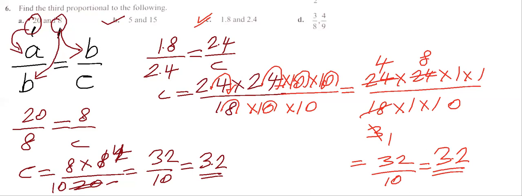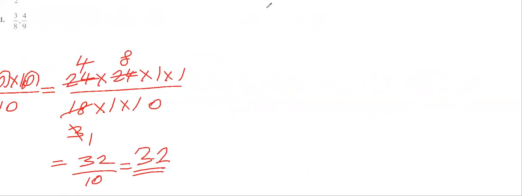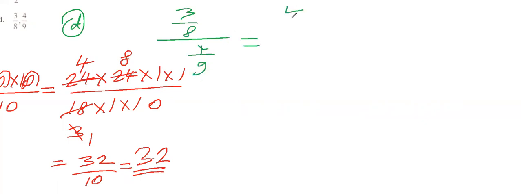Similarly, yes, let me do for D also. D it says 3 by 8. So I will write D sum. Okay, D sum: 3 by 8 divided by 4 by 9 is equal to 4 by 9 divided by X, or whatever the third term is. I am going to cross multiply.